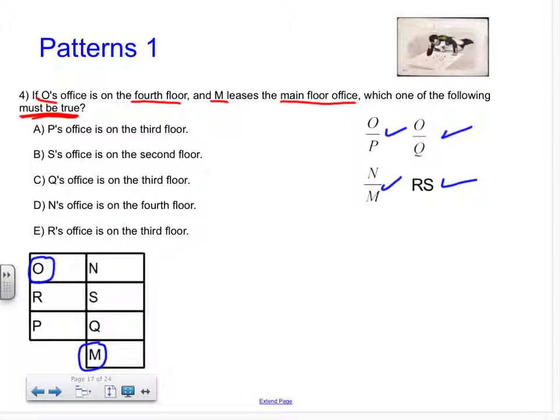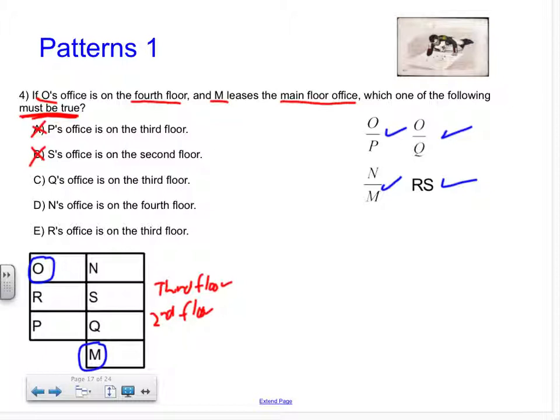So P's office does not have to be on the 3rd floor. Let's get rid of it. S's office is on the 2nd floor. Well, right now the way it is, we know that it works on the 2nd floor and on the 3rd floor. So we also know from the last question that it also works on the 4th floor. So B does not have to be true.